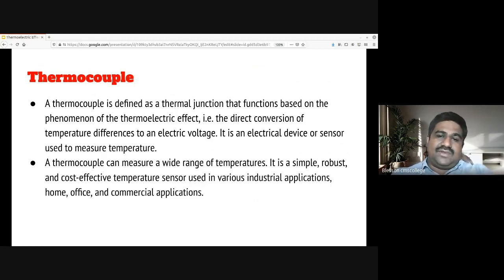We have kept it as a reference temperature. And now we can measure the thermo EMF in this circuit, and we can find the temperature of this junction if we know the thermo EMF and the temperature of the other junction. We know the parameters. So E is equal to alpha T plus beta T square, and T is the temperature difference. If we know the temperature of one junction, then we can find the temperature of the other junction. So a thermocouple can measure a wide range of temperature. It is a simple, robust, and cost-effective temperature sensor used in various industrial applications, and in home, office, and commercial applications. So thank you. This is about the thermoelectric effect.